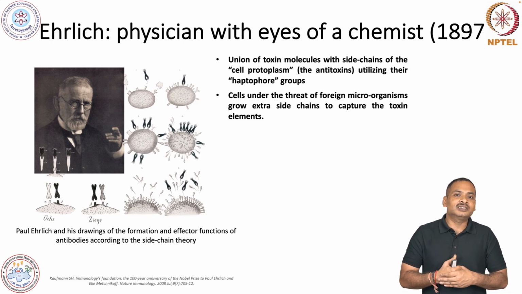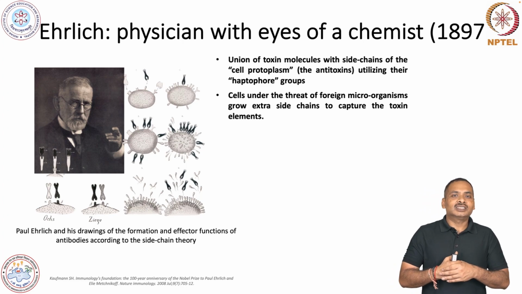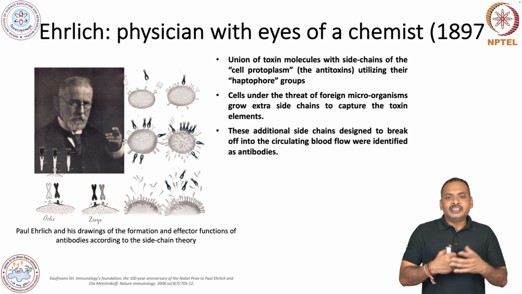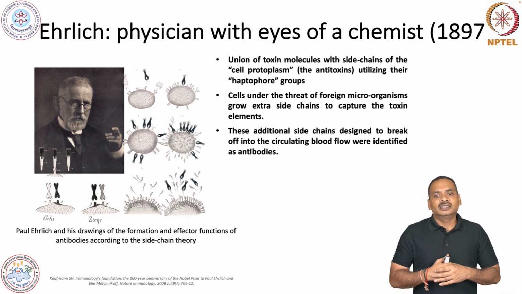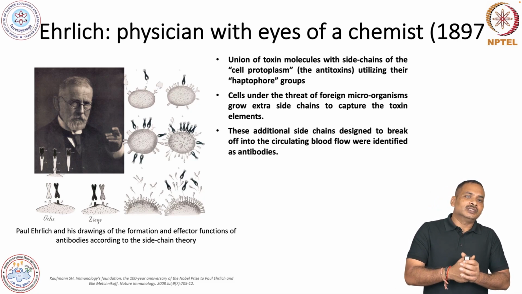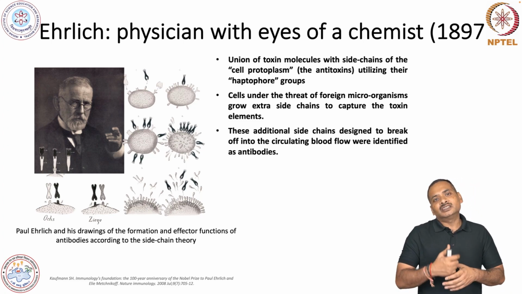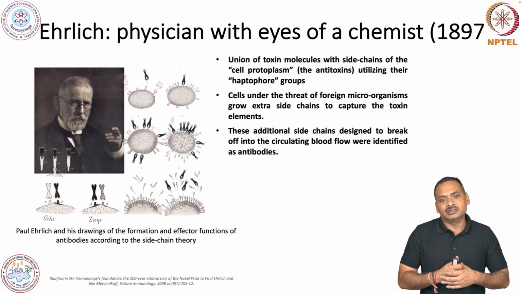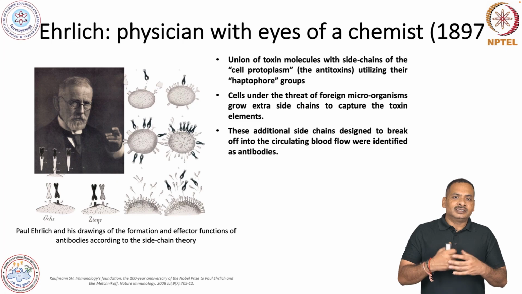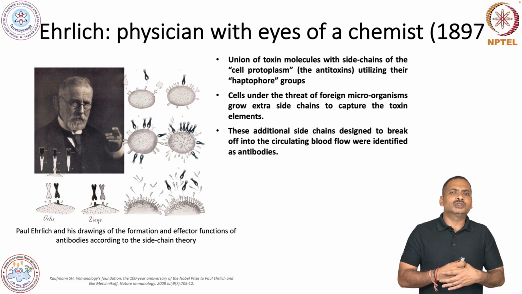Now we know B cells express the antibody molecule, and then these B cells differentiate into plasma cells and produce antibody. So these additional side chains were designed to break off. The cell makes this side chain, and when this side chain binds with antigen, it breaks off and is present in the circulation or in the blood. This theory was very well supported by many workers.